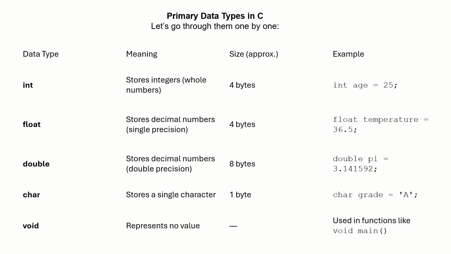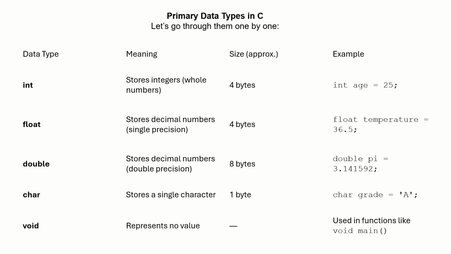Double data type stores decimal numbers with double precision. Size is around 8 bytes. Example, double pi = 3.141592. Here it has 6 decimal points and its size is around 8 bytes, which is a double precision data type.